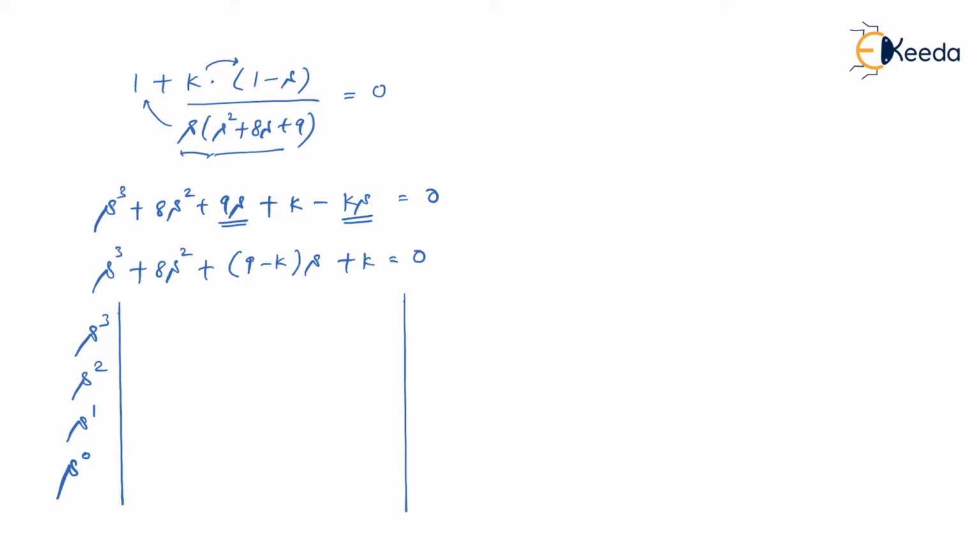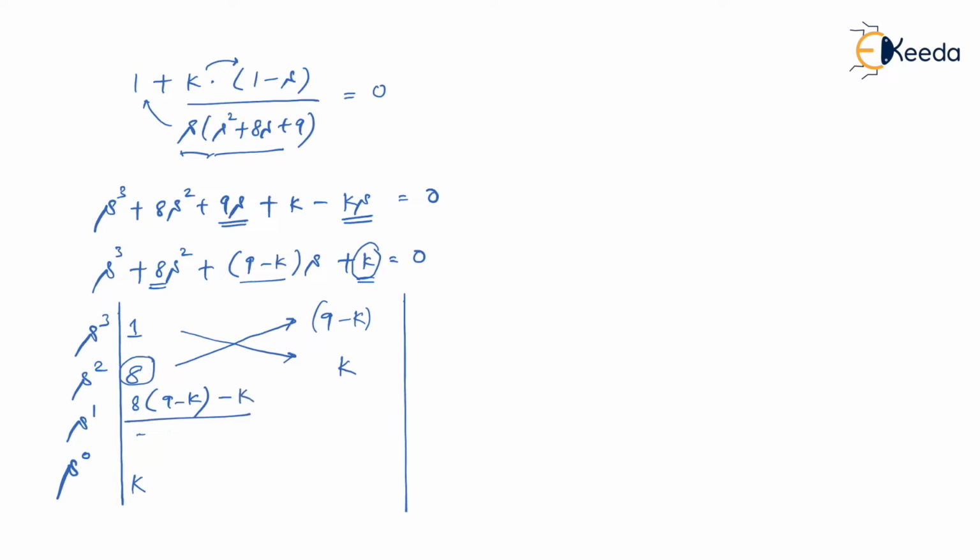So let me write alternative coefficients. I'm going to start with 1, then I'll take 9 minus k, then the remaining term, which is 8 and k. You know that after solving the very last element, that is at s to the power 0, I'll get the same term, that is k over here. So only one term that I have to calculate is the term present over here, and it is just given by 8 into 9 minus k minus 1 into k divided by 8 itself. So it is 8 into 9 minus k minus k, divided by 8.